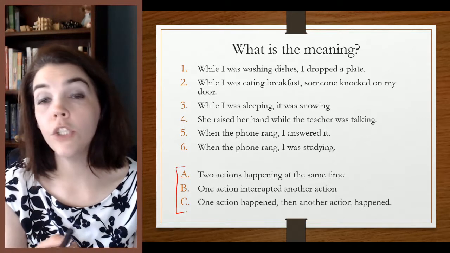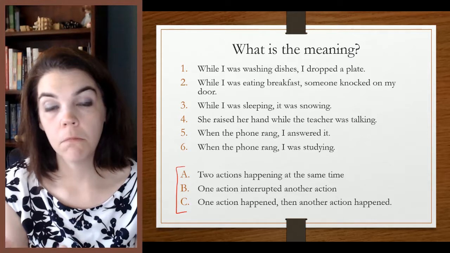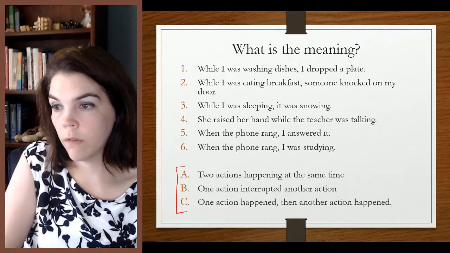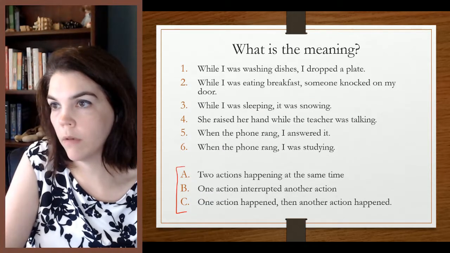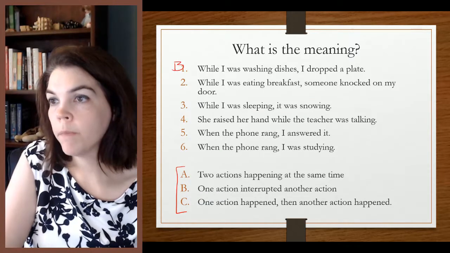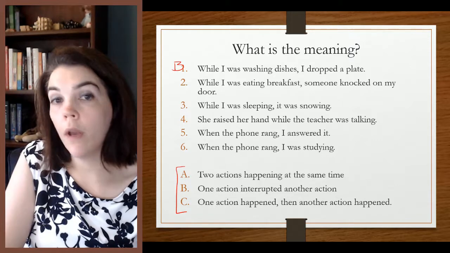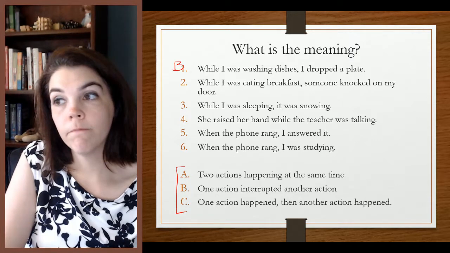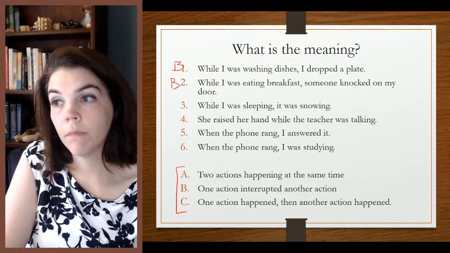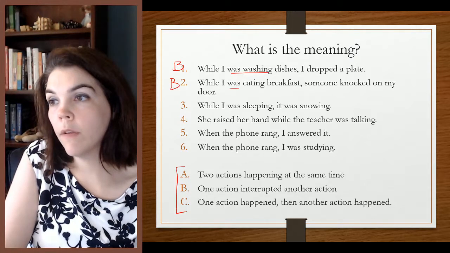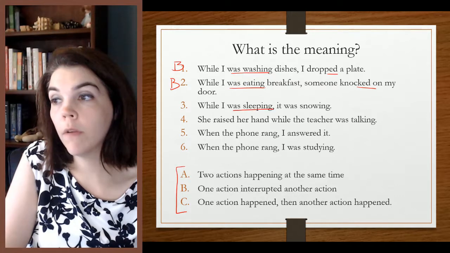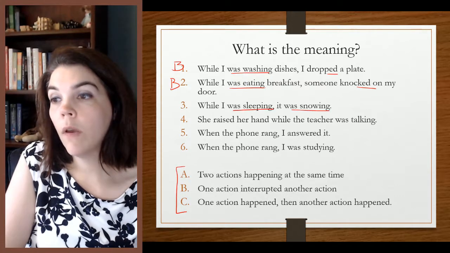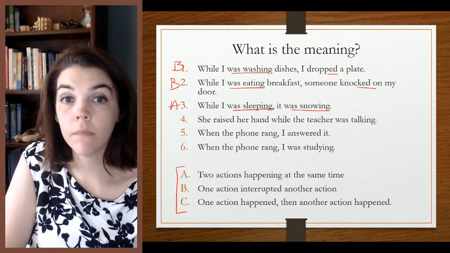While I was washing dishes, I dropped a plate. So this one is B. Oh, sorry. I don't know why that button keeps doing that. B. While I was eating, someone knocked on my door. This is also B. Again, past progressive and then simple past, right? While I was sleeping, it was snowing. Oh, yes. Past progressive, past progressive. So this one is different. This one is A. Okay.